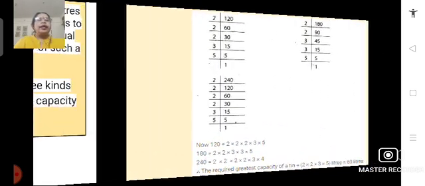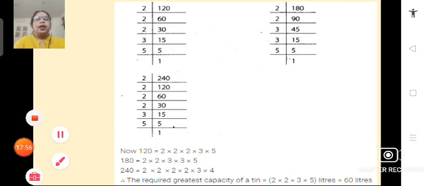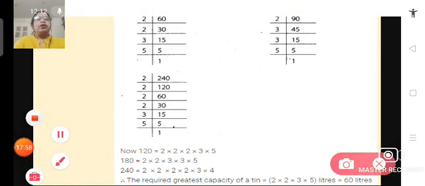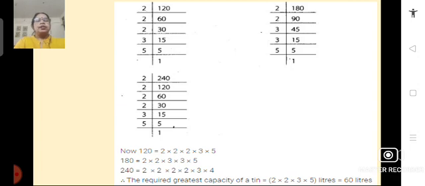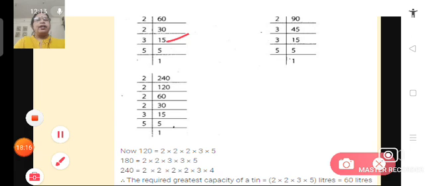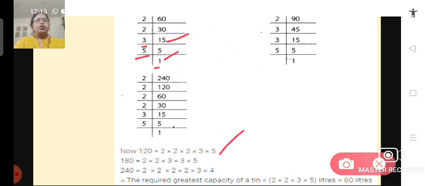So let's find the HCF of these 3 numbers. The prime factorization of 120 will be like this. It starts with 2, we get 60, then 60 can again be divided by 2, we get 30, 30 is again divided by 2, we get 15, 15 gets divided by the next prime factor, that is 3, we get 5 and 5 is divided by 5, we get 1. So the prime factorization of 120 is 2 into 2 into 2 into 3 into 5.